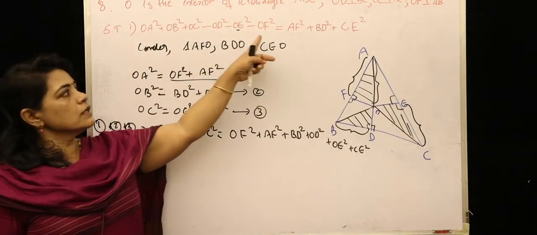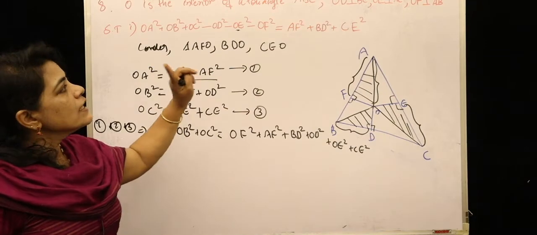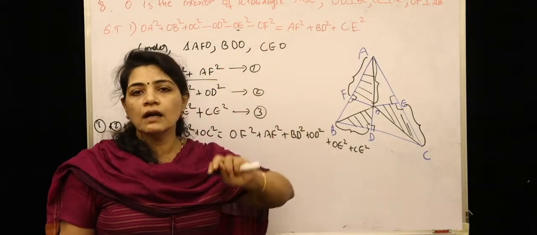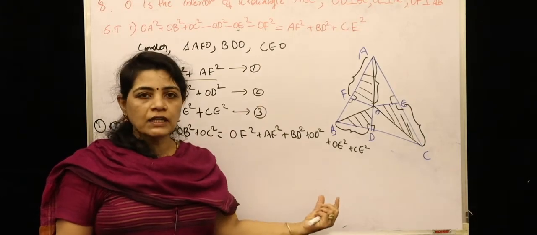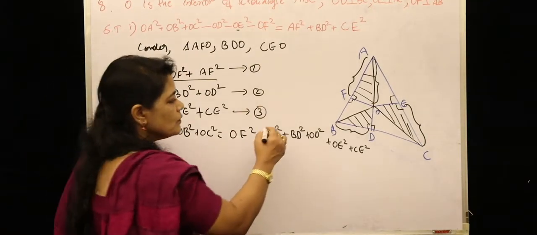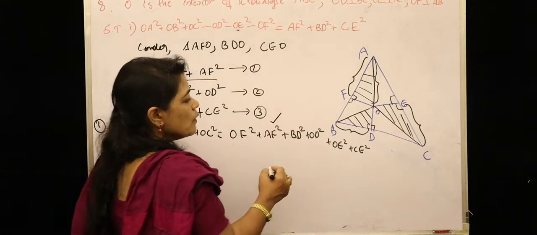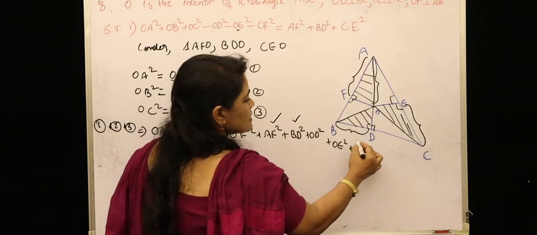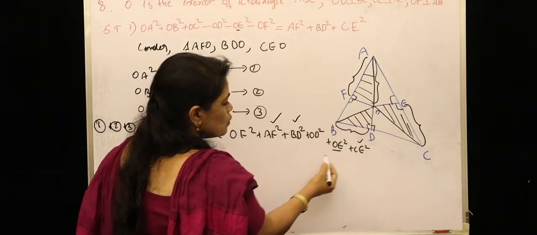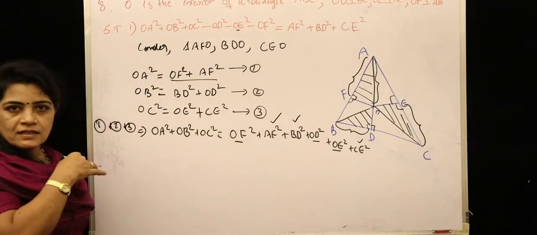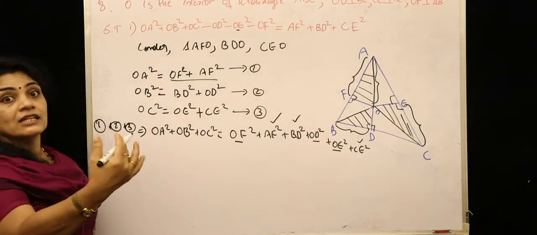See, then look into the result. We should get only AF, BD, CE in the RHS. That means we have to take all the remaining three terms to LHS. That means we have to keep AF square here, BD square here, and CE square. And I am taking OD, OE and OF to LHS, from RHS to LHS, so negative.